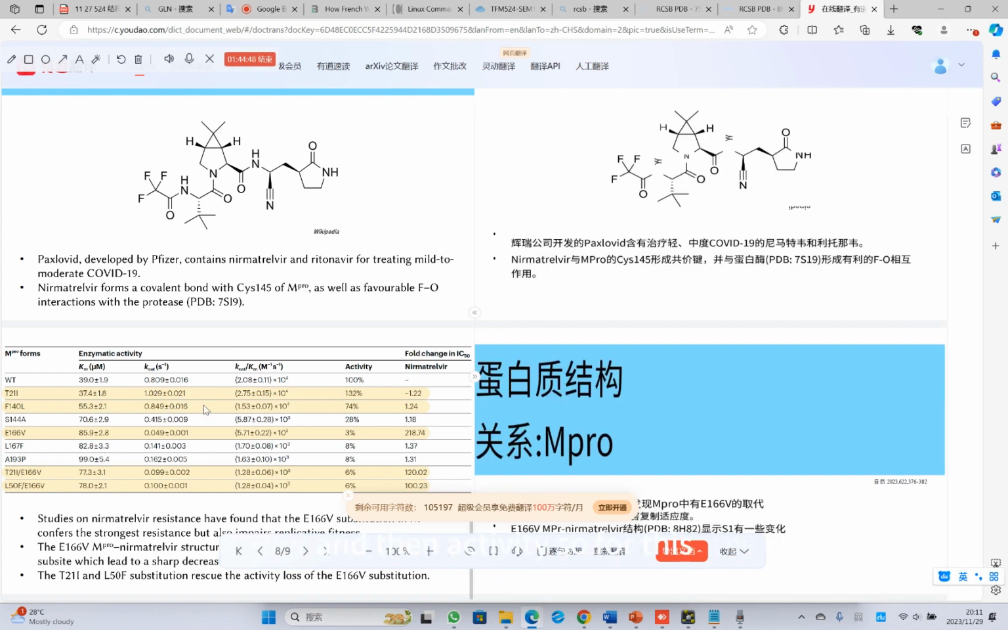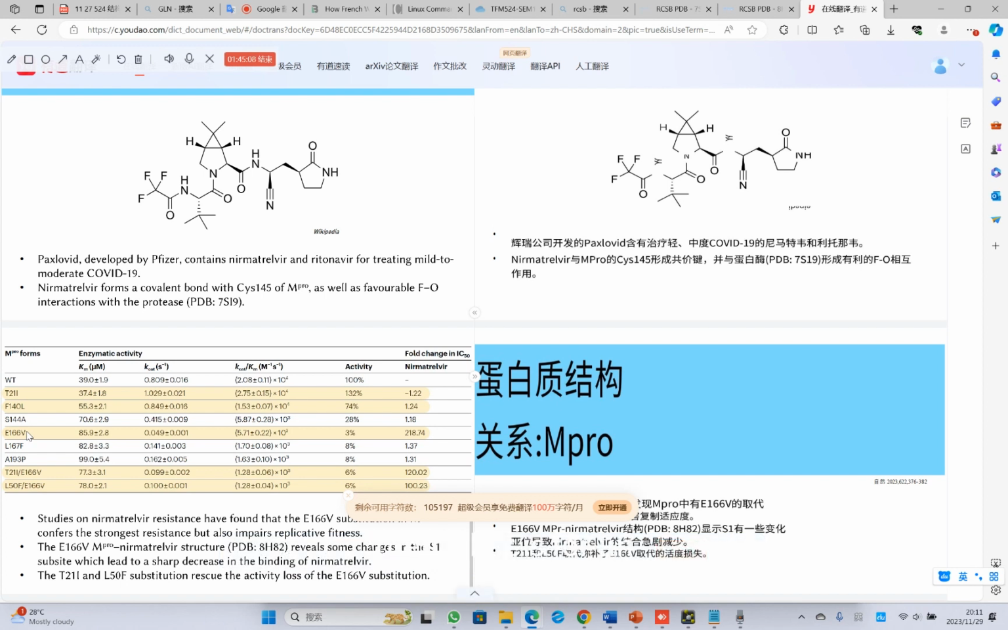Okay, and then activity. So for this mutation, actually it's only 3% activity of this one. So this cannot cleave the substrate so well. It only has 3% of the natural activity, the native activity.